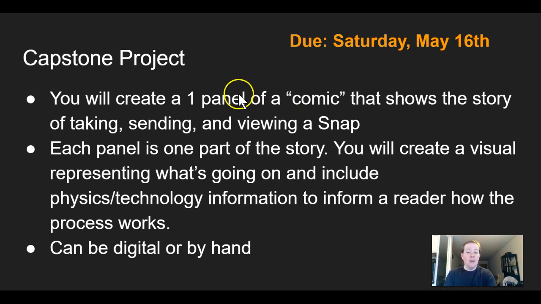I'll show you the breakdown. I'm going to tell you what these six total panels are, but you're going to be responsible for making one of them, this one part of the story. And you're going to create a visual that's representing what's going on. Think of a comic. In a comic, there are visuals showing the action, and then there's captions. This will admittedly be a little lamer, right? Because you're going to include some physics stuff, some technology information, but there's the idea of having a visual and then describing what's going on, including some physics and technology information to inform the reader, whoever is viewing this panel.